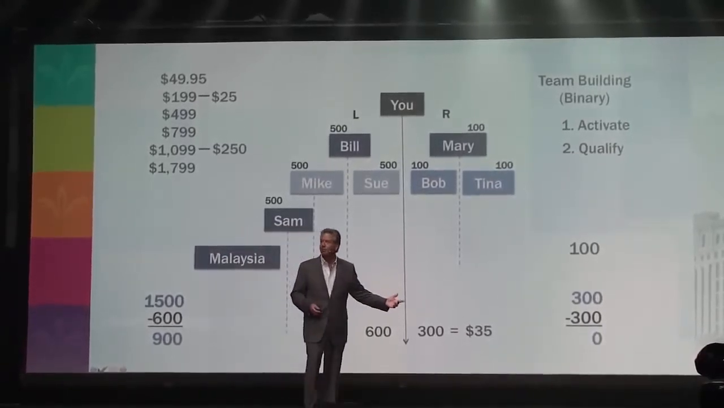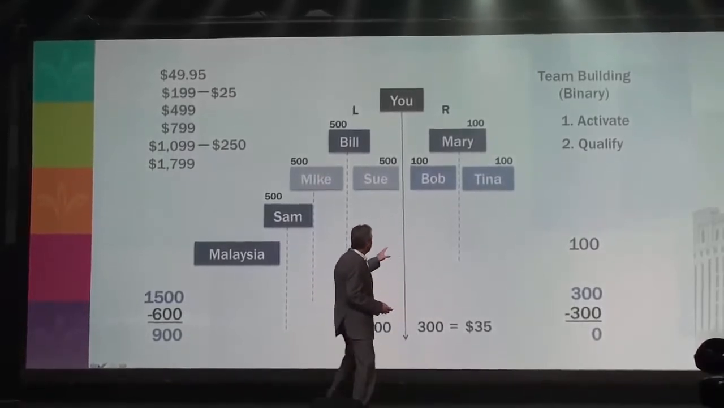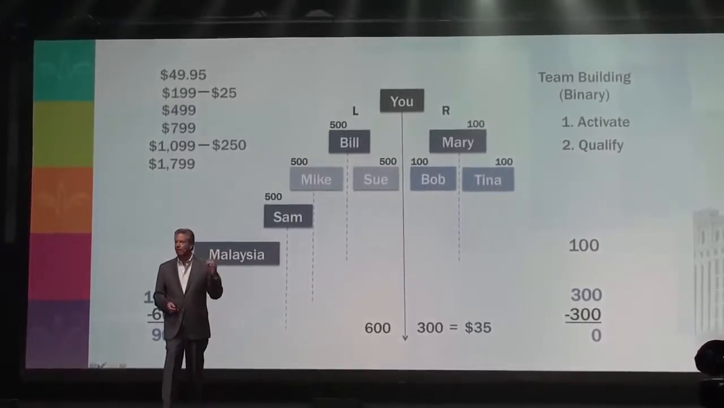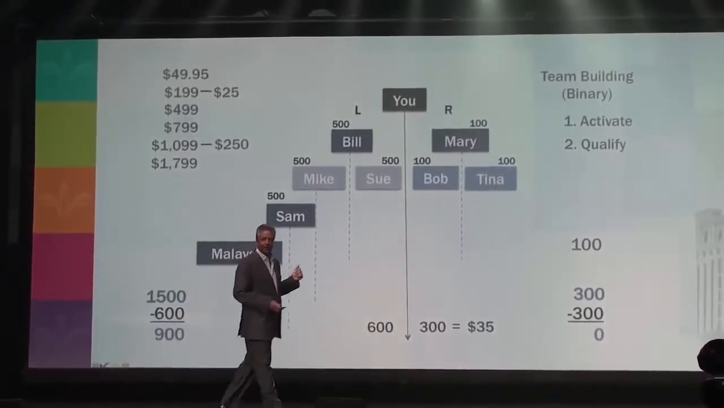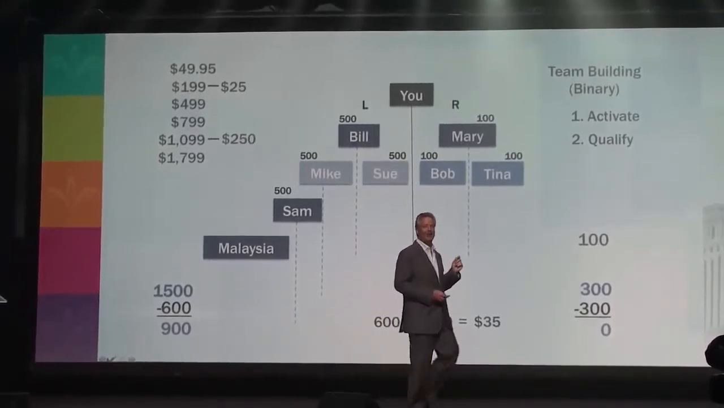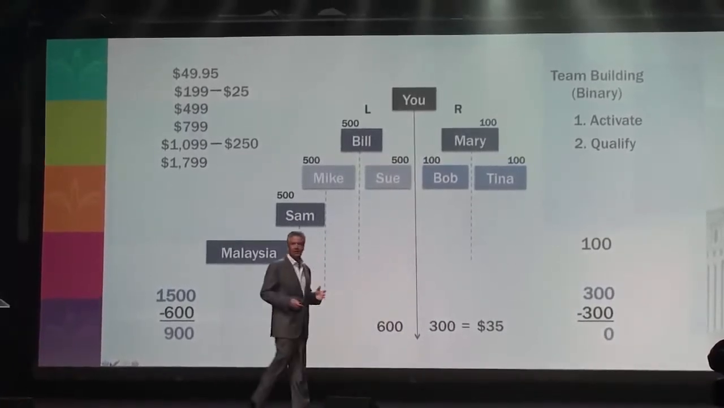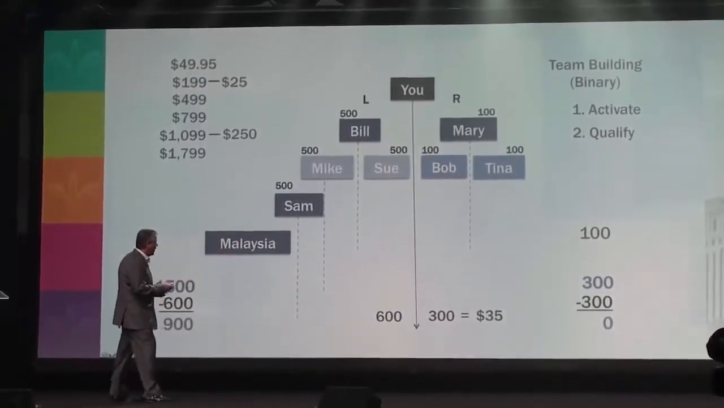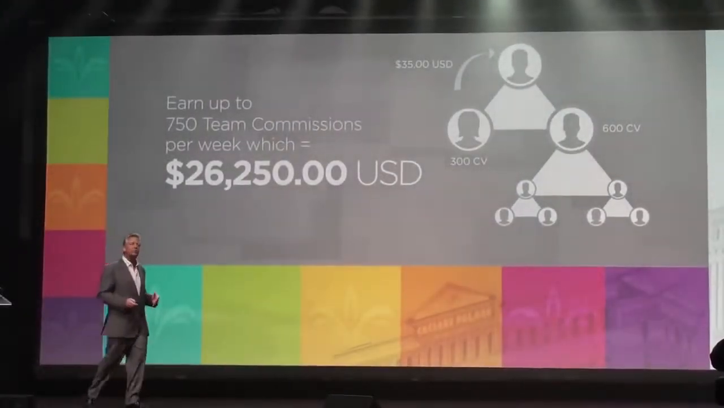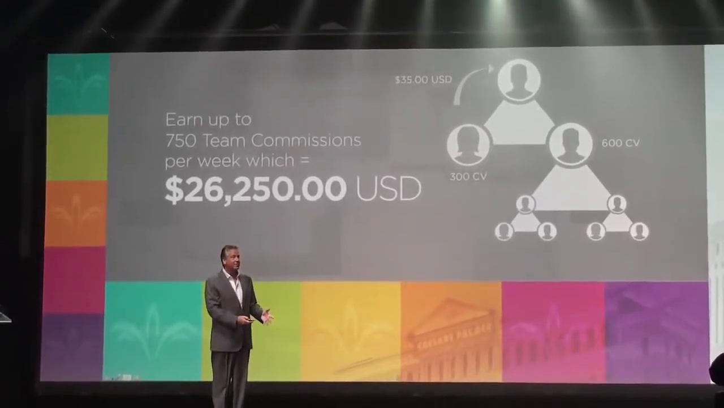Build your right team. Have you all figured it out? Hey man, for every 300 points your right team generates, 35, 35, 35, 35, 35, 35. I like that. Don't you all like that? 35, 35, 35. And that's what happens here. So, do you guys know that you can earn up to $26,250 a week on just this part of the plan alone?